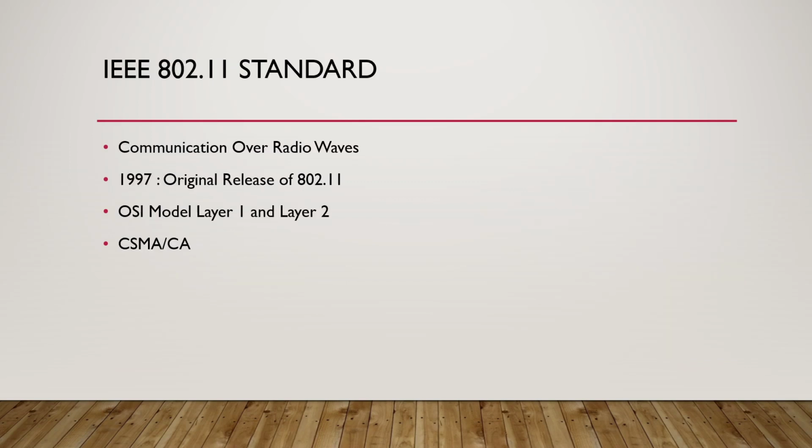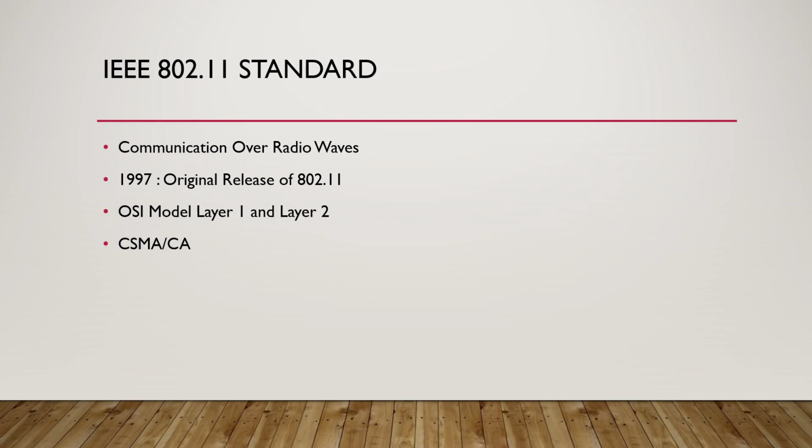802.11 is the standard for wireless LAN communications developed by the IEEE. The original 802.11 standard was put forward in 1997 and the protocol has undergone many different revisions to reach where it is today. 802.11 operates on the physical and data link layers of the OSI model using radio waves and frames.